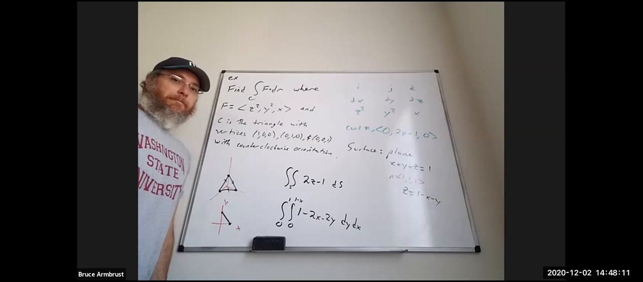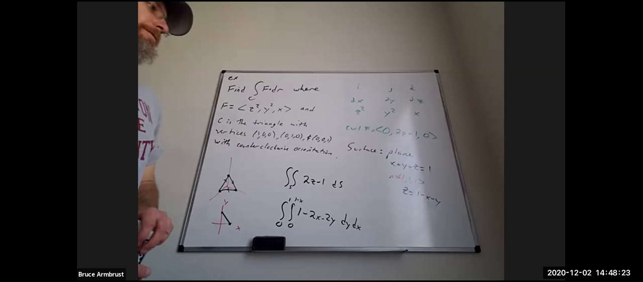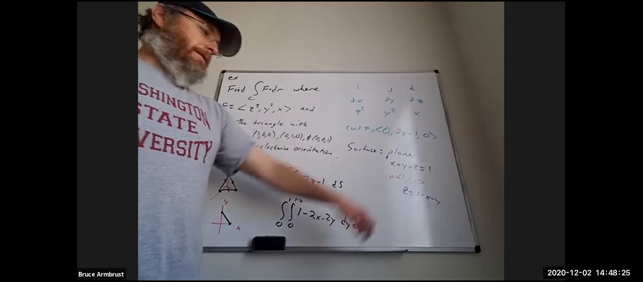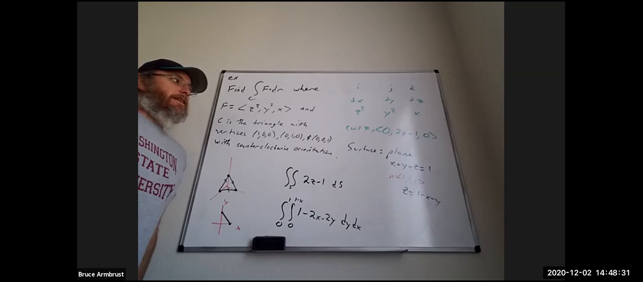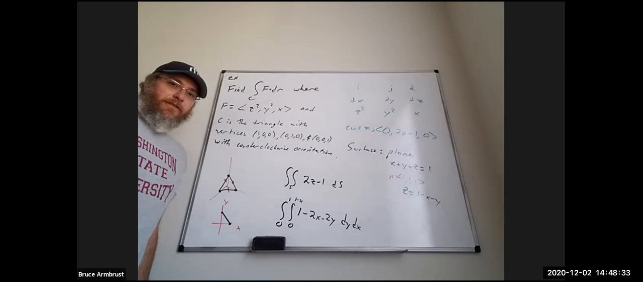In general, we're all right. So when you got the 2z minus 1, you said it's the dot product of the curl and the unit normal vector? Not the unit normal vector. Or a normal vector? Yep. Why? That's how we do surface integrals.